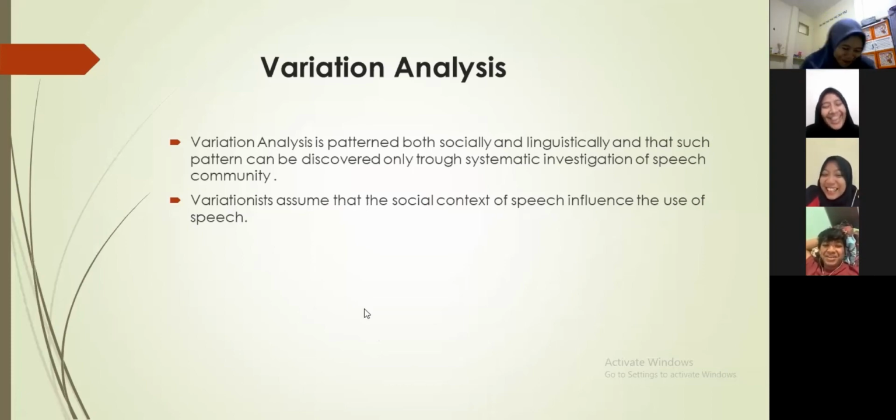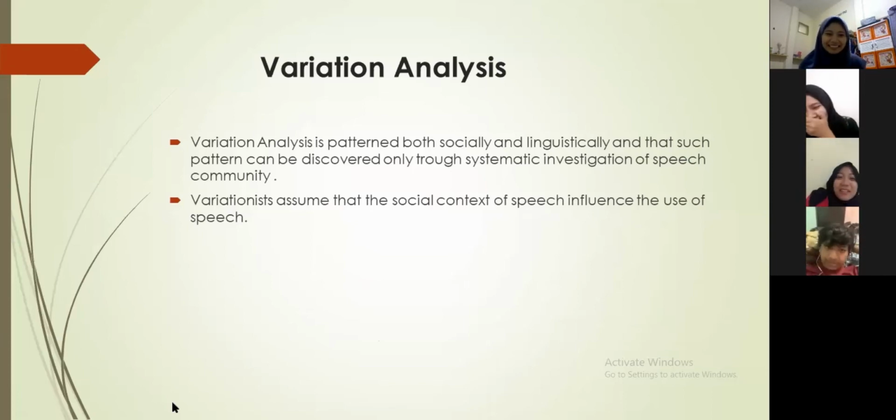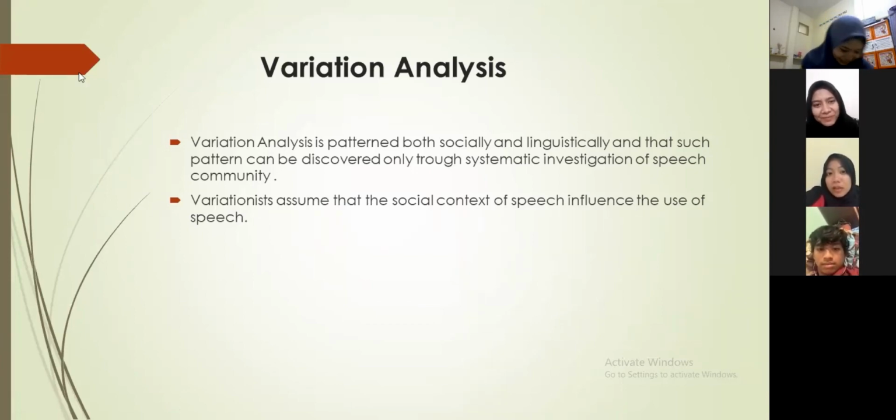Okay, besides what's on the PowerPoint, variationists try to discover patterns in the distribution of alternative ways of saying the same thing. That is the social and linguistic factors that are responsible for variation in ways of speaking. When people know their language is being observed or judged, however, they may alter their way of speaking towards socially prestigious forms and or towards forms more like those of their interlocutors.